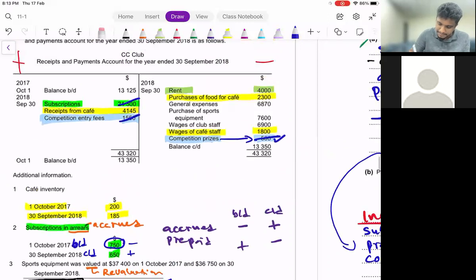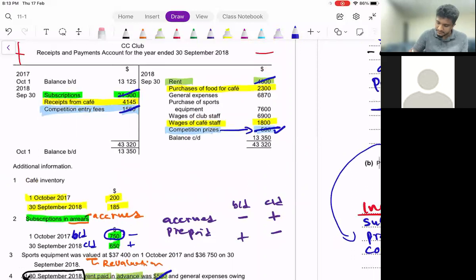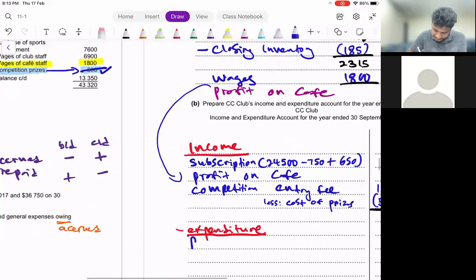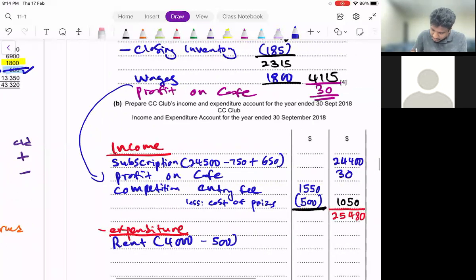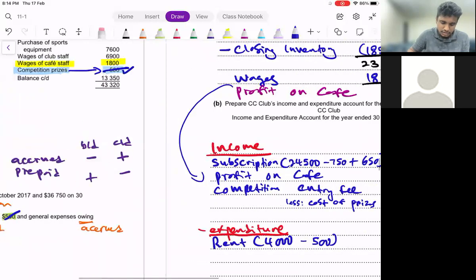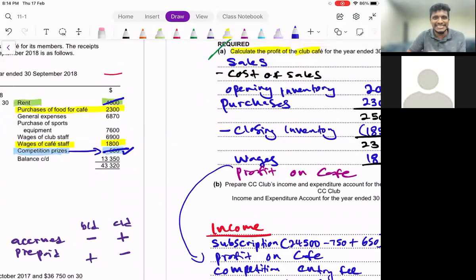So how much is the rent that I pay? The rent that I pay is 4,000. So I write here rent 4,000. Out of the 4,000, 500 is a closing prepaid. Closing prepaid we minus. When you minus, you get the answer 3,500. Then go back to the payment. Check, do you have any other expenses? Purchases of the cafe don't go here because purchases already go to the cafe income statement. So skip that. General expenses. Yes, general expenses will go here.